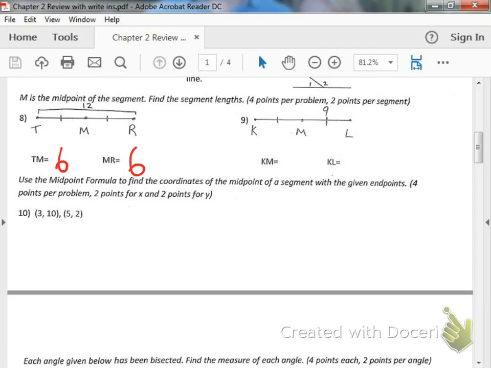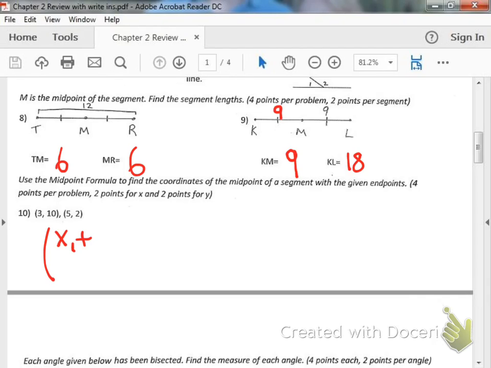Number 9 is a little different. Now you're just given one of the smaller sides. So what's the other smaller side? 9. Where did you get 7 from? Remember, they're just the same. So if one's 9, the other one is also 9. And then what's the whole thing? 18. You just add them together. Any questions?